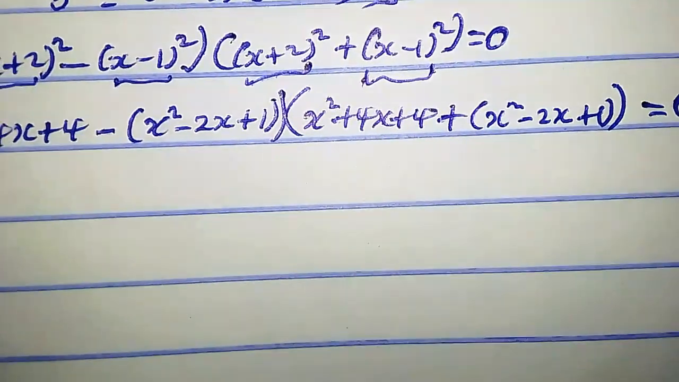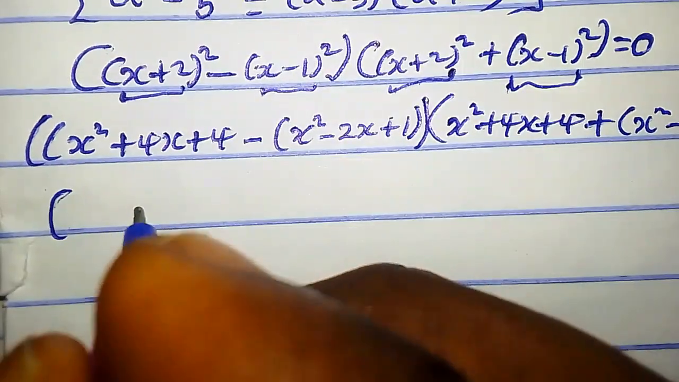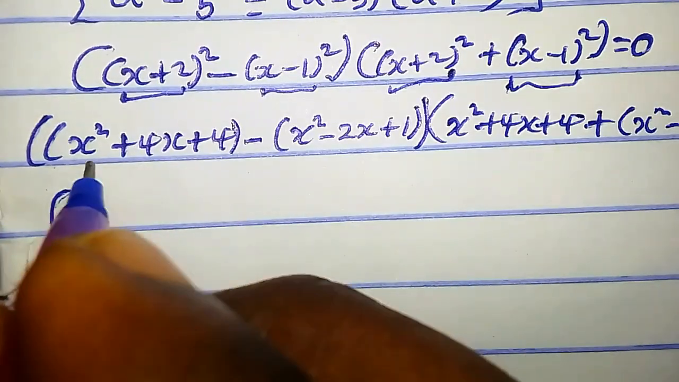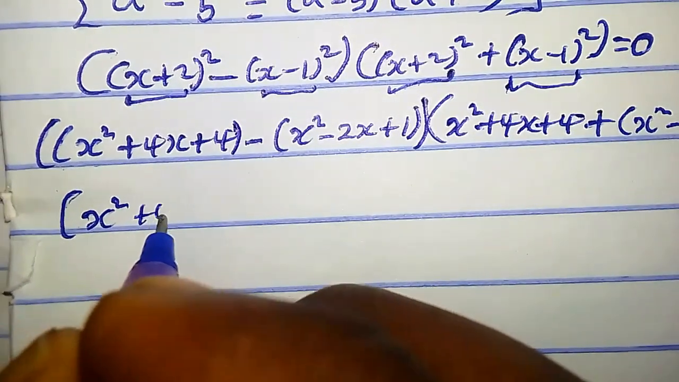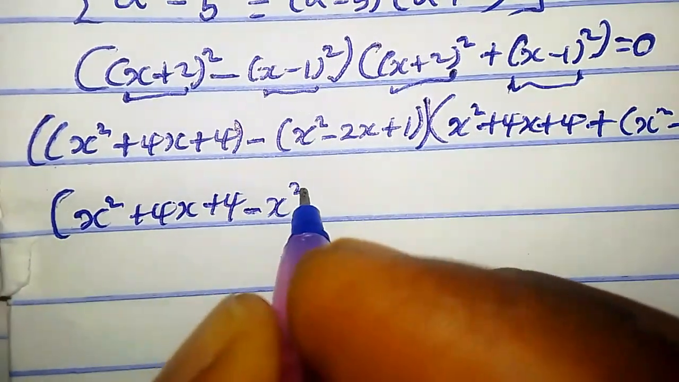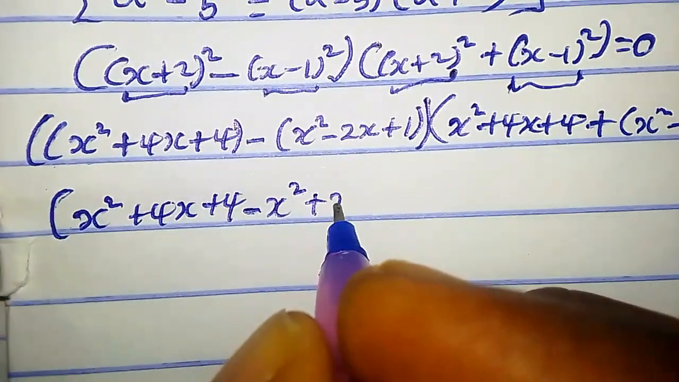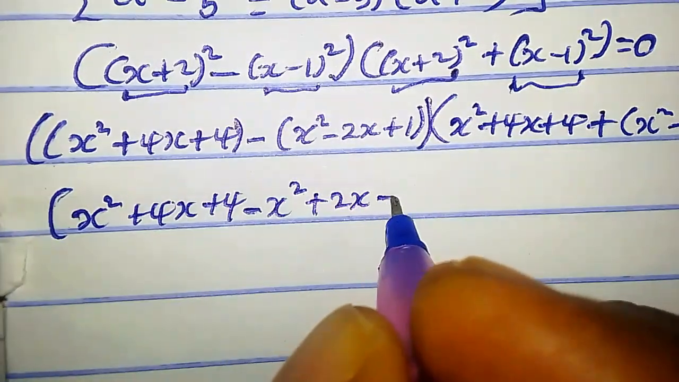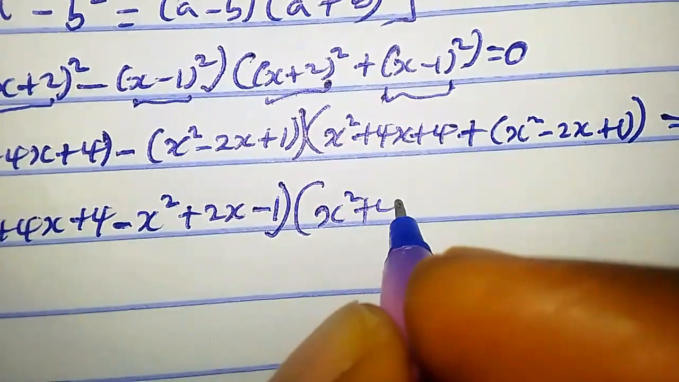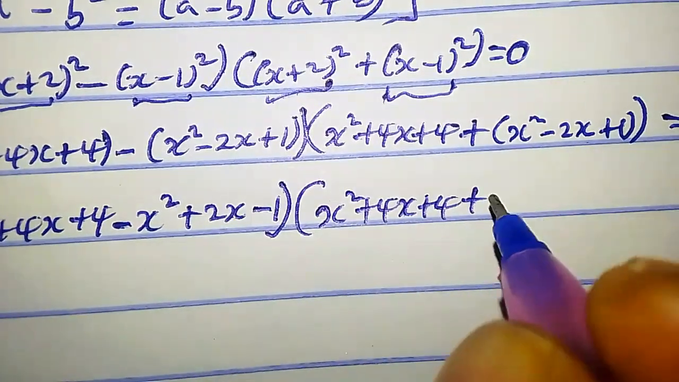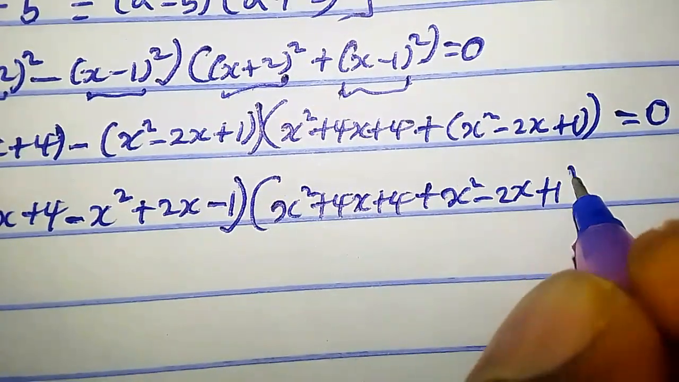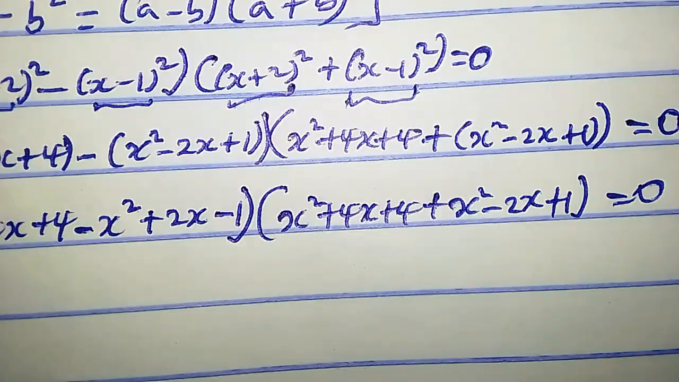Let's continue. So, dropping these brackets, we have x squared plus 4x plus 4 minus x squared, minus minus 2x, plus 2x, minus 1, close the brackets, times x squared plus 4x plus 4 plus, dropping these brackets, we simply have x squared minus 2x plus 1 equal to 0. Let's proceed further.